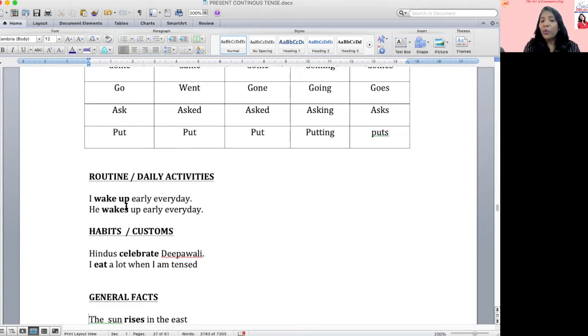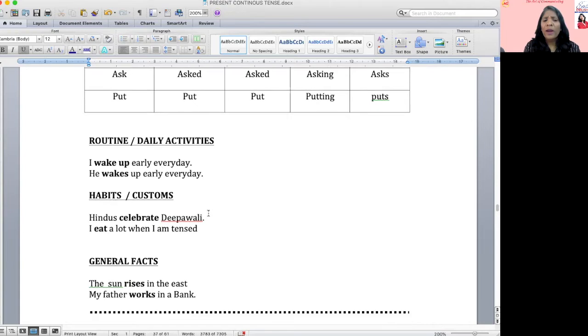I wake up early every day. Okay, I wake up. Wake up is a verb. He wakes up early every day. You must be wondering why did I use wake up here and why did I use wakes up, right? At the same time, let's look at the habits and customs. Hindus celebrate Deepavali, right? Hindus celebrate Deepavali.